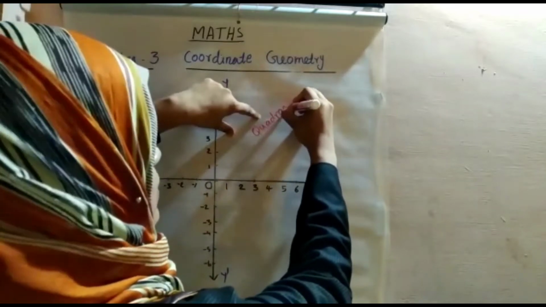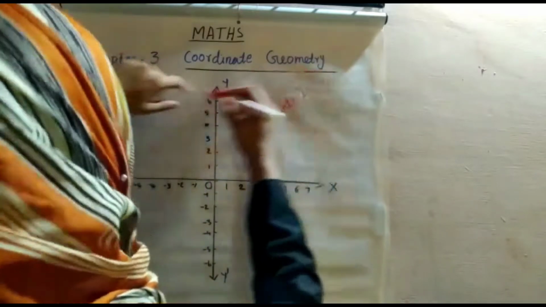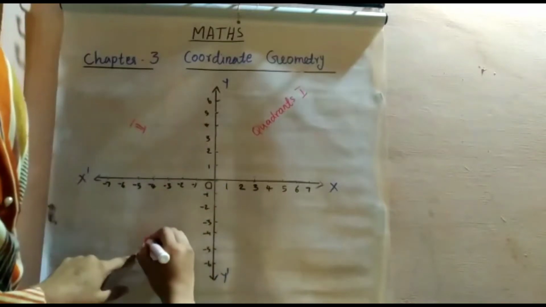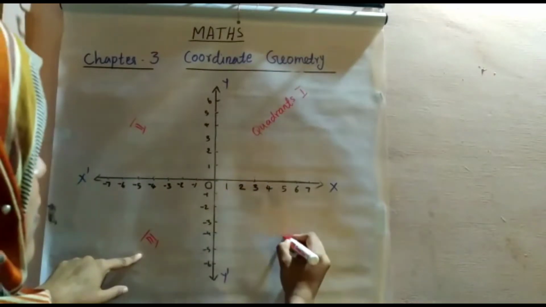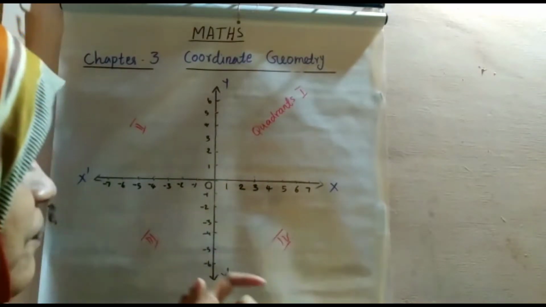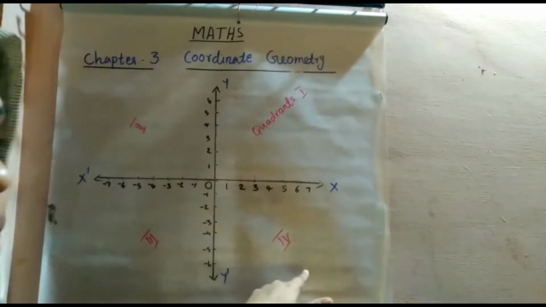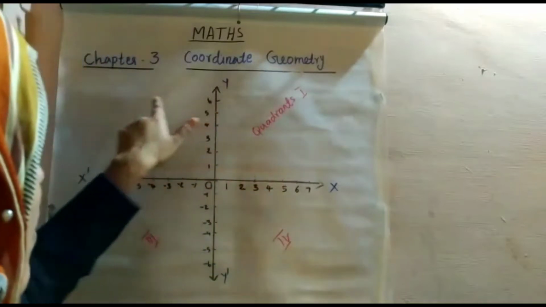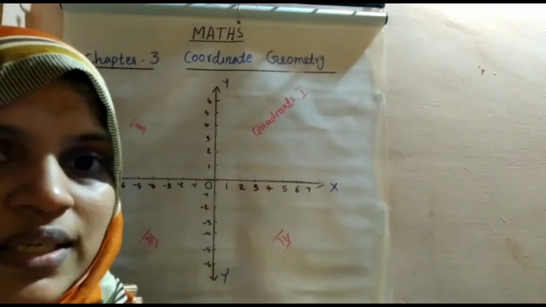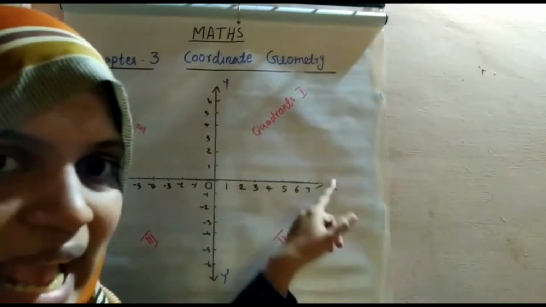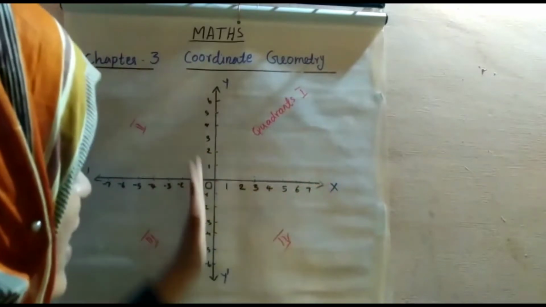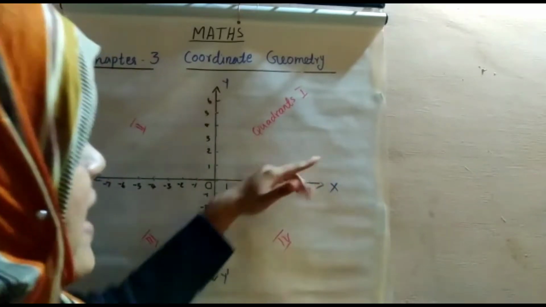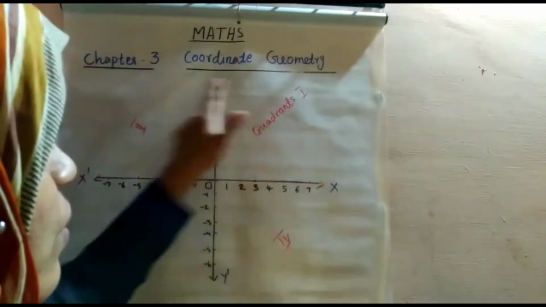Quadrant. 1, here quadrant 2, here 3, here 4. Okay, 1, 2, 3, 4, in the anti-clockwise direction. This is the first quadrant, second quadrant, third quadrant, fourth quadrant. So this coordinate axis, that means horizontal and vertical lines, divides this coordinate plane into 4 quadrants.